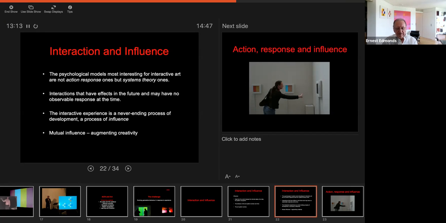So interactions that affect the future and that may have no observable response at this time. That's a challenge in itself for the art. And in this way, the interactive experience in this influence model is a never-ending process of development. But more importantly, it's a mutual influence between the participant and the art system. Both are being changed by one another, augmenting the creativity, particularly in this case of the participants.